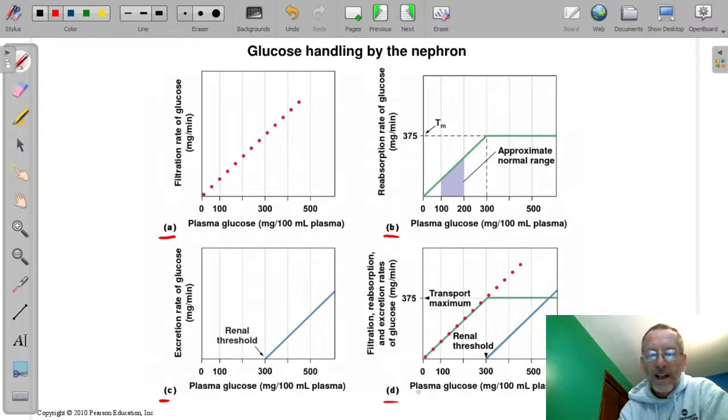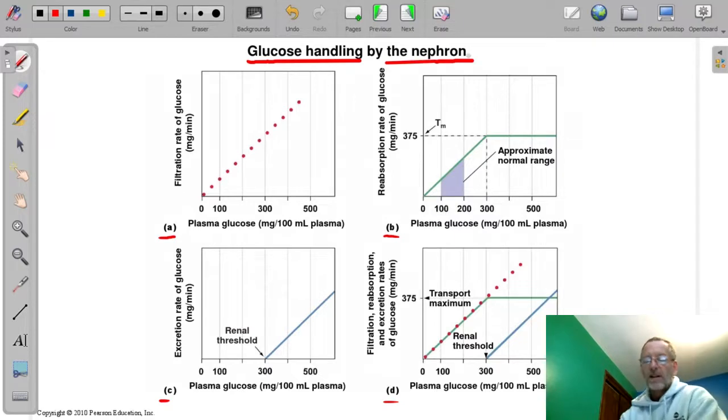So starting with A, the whole story here is glucose. How does the nephron handle glucose? And you know that it needs to reabsorb the glucose, because normally we reabsorb 100% of the glucose if our blood sugar is in normal limits. So let's take a look at this. What this shows is glucose concentration, milligrams per 100 mils.